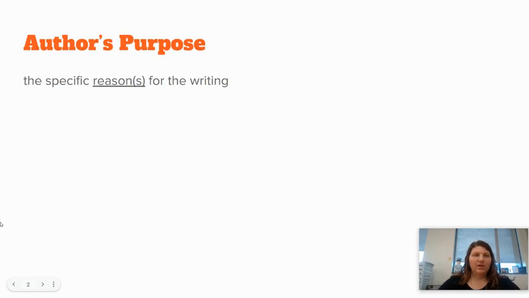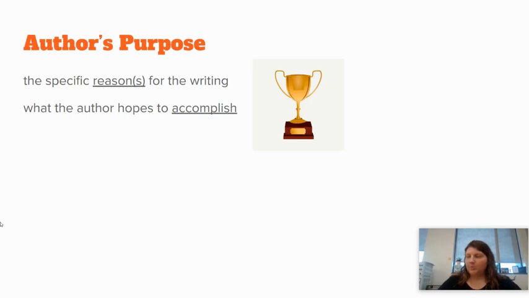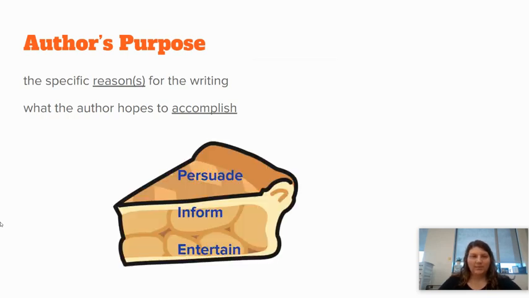First thing we're going to talk about is author's purpose. An author's purpose is the specific reason or reasons for the writing. So sometimes an author has one specific purpose, or they will have multiple purposes or reasons for writing the text. Author's purpose is also what the author hopes to accomplish. So their intended outcome in writing their text.